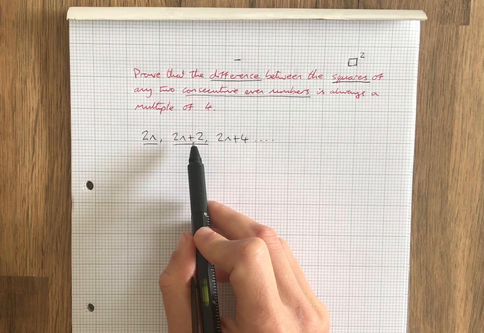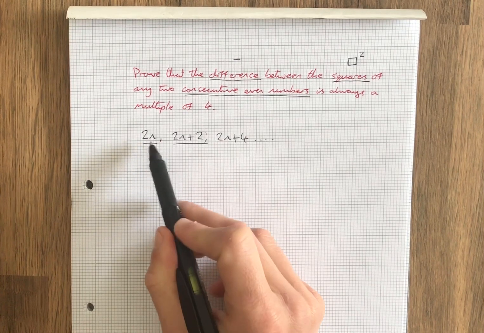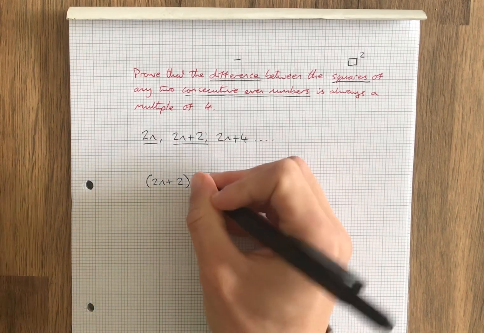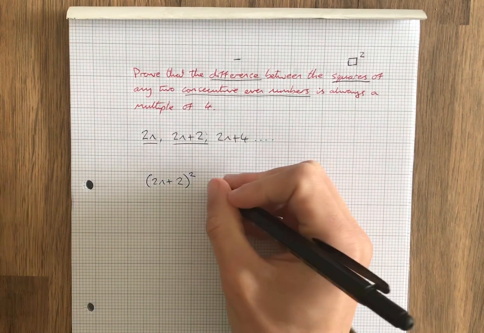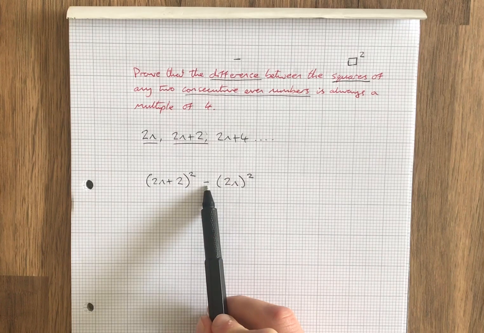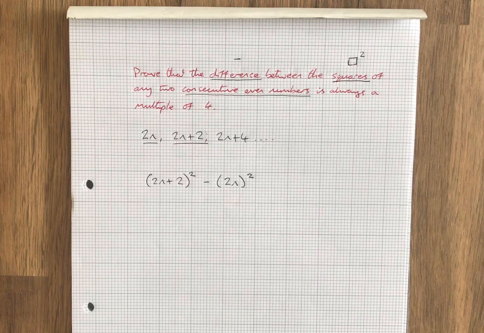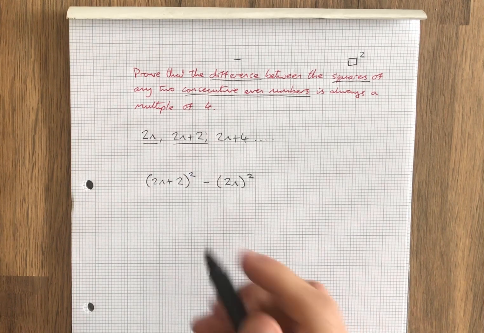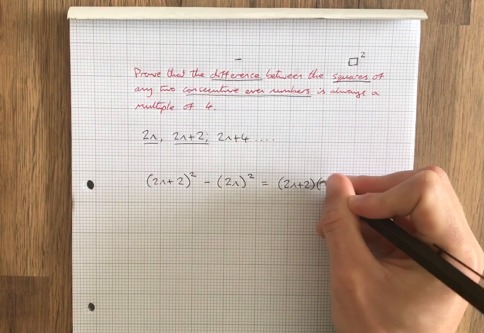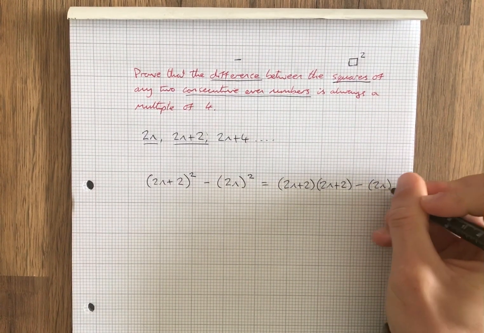Now this will be the bigger even number than this one. So I'm going to do the square of this number, take away the square of this. So we're going to have (2n plus 2), brackets round it because we've got more than one term, squared. And then we're going to take away (2n) squared. So we're finding the difference between two consecutive even numbers squared. And we need to try and prove that this is going to be a multiple of 4. Now, obviously this is exactly the same as (2n plus 2) times (2n plus 2) take away 2n times 2n, or (2n) squared.